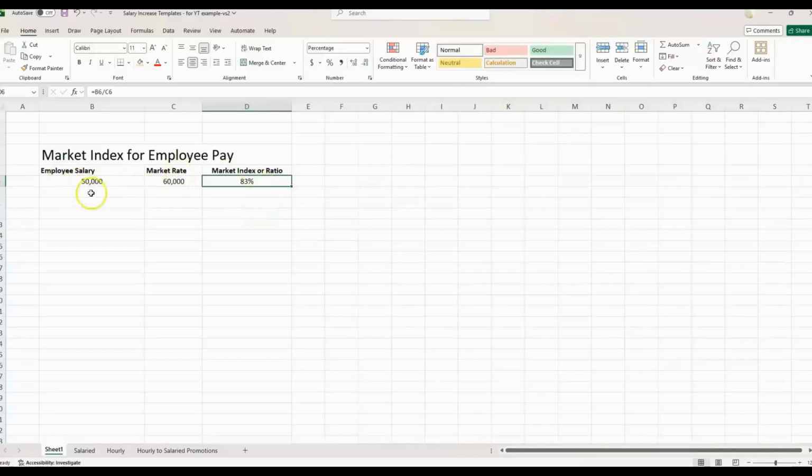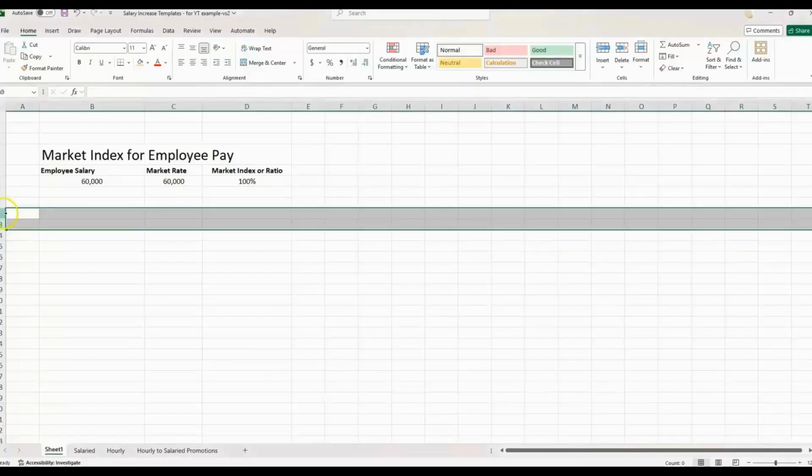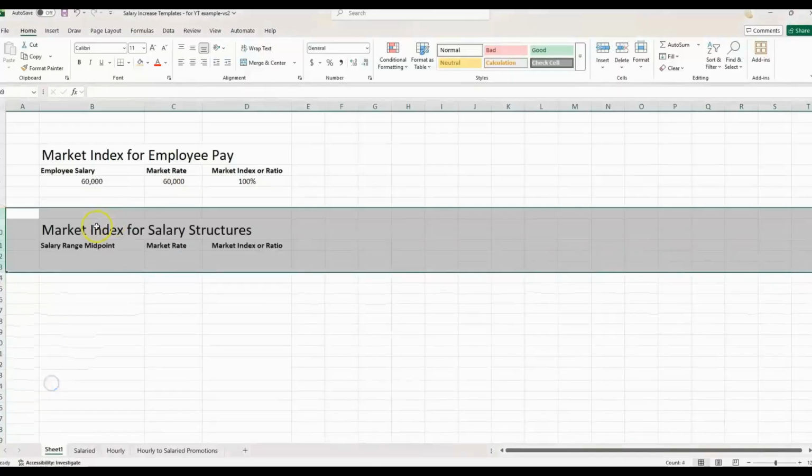So this is basically saying the employee is paid 83% of the market value. So they're paid under market rate. If they're paid right at the market value, it should come out to 100%. So anything over 100% is over the market rate, and anything under 100% is under the market rate. Pretty straightforward. The confusing part with market index is that it can be used for different things.